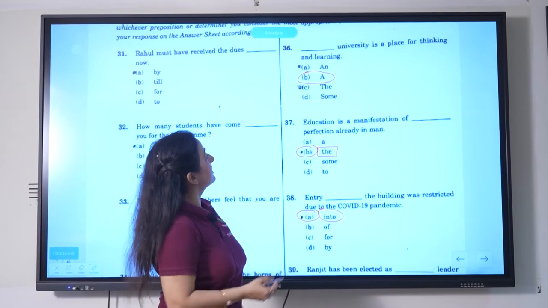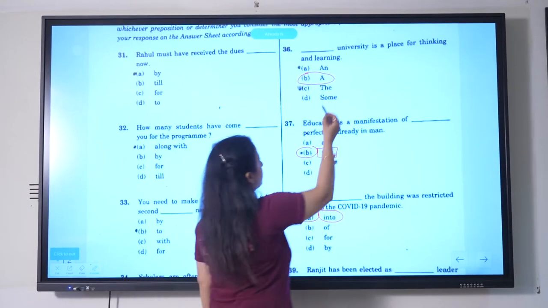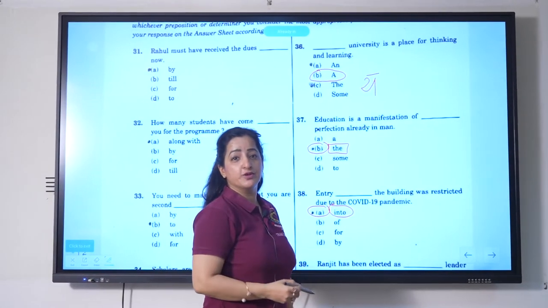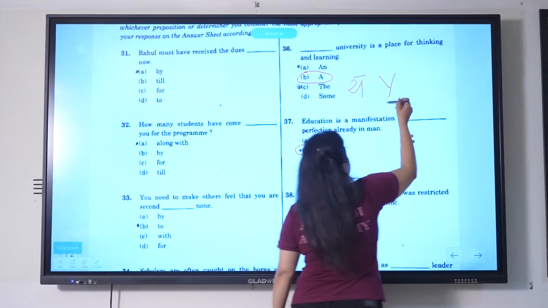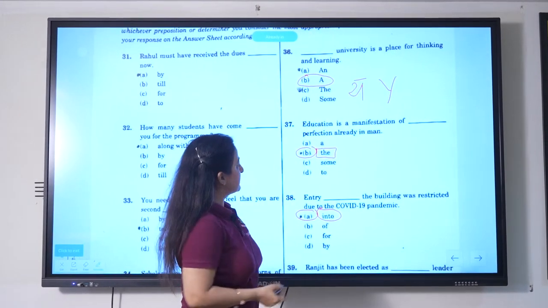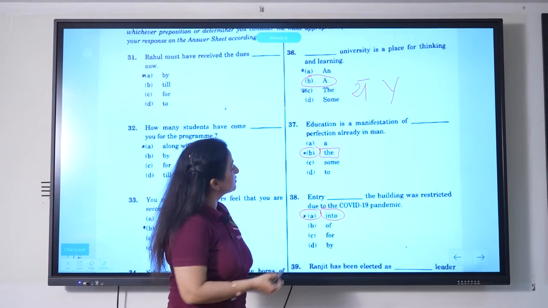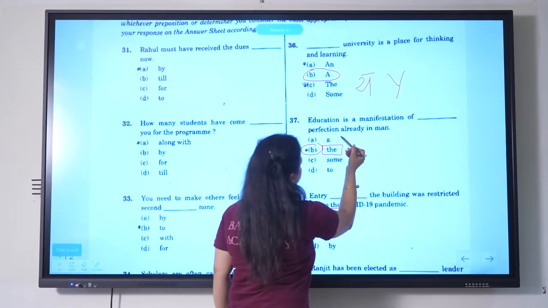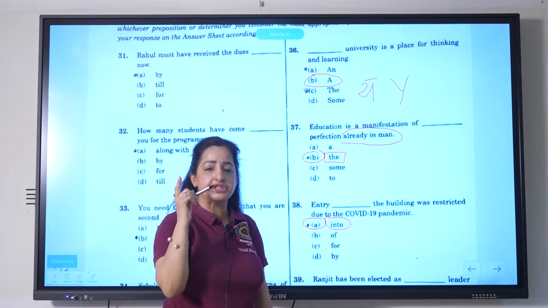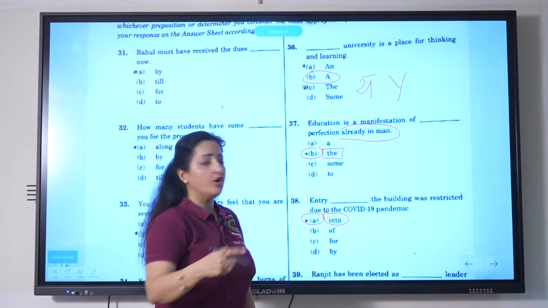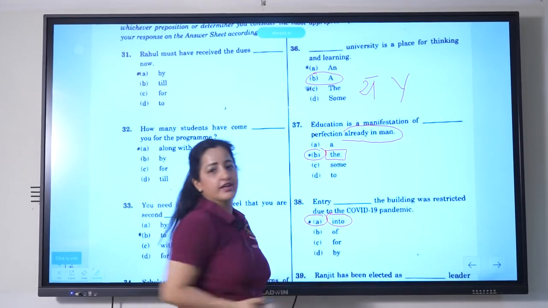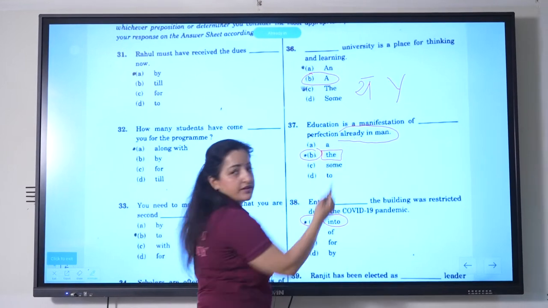Going back to question 36, why a university? Because university has a Y sound. Try writing in Hindi, you realize, and therefore year is nothing but the Y sound, therefore article A goes well. Question 37, why article the is suitable? Because it's talking about a perfection already in man. So it's clear we are particularizing the perfection. The perfection that is already in man. So it is a particular perfection, therefore article the, because of the word already.